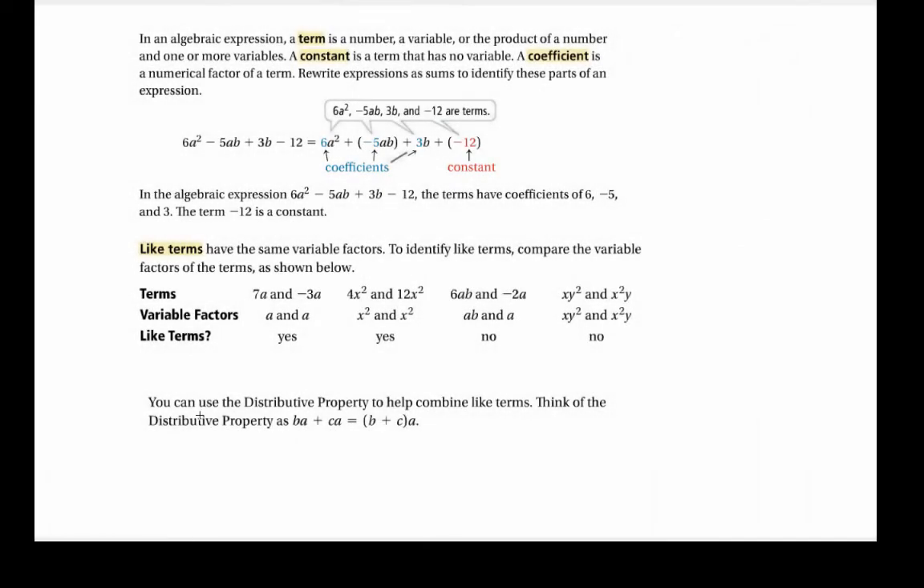Another aspect of combining like terms: we can use the distributive property to help combine like terms. Think of the distributive property as BA plus CA equals the quantity B plus C times A. It's kind of like the reverse order of the distributive property. We're going to start off with something like this and rewrite it as something that looks like this. The definition of the distributive property, we would always start with something that looks like this, and we would distribute the A to these two terms.